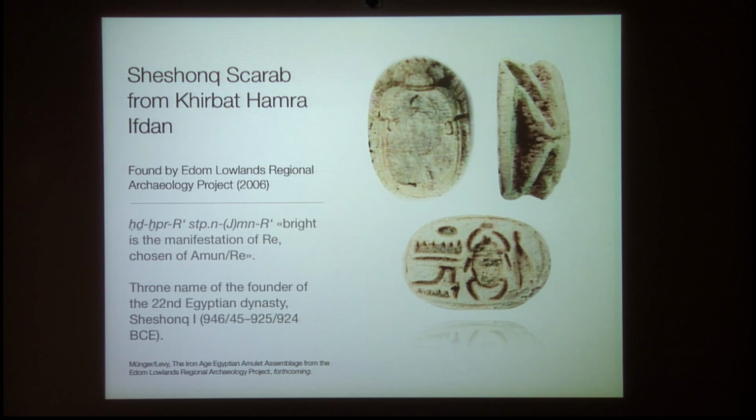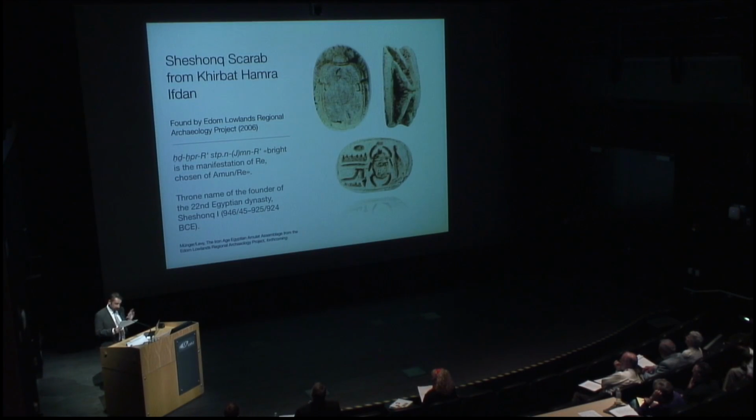Key witness is a scarab found on the surface, unfortunately, at Khirbat Hamra Ifdan in Wadi Fidan. It is Tom Levy's expedition who found this exceptional find. It bears the hieroglyphic sequence Hedj-kheperu-Re Setep-en-Re, bright is the manifestation of Re, chosen of Re. That sequence corresponds to the throne name of Sheshonq I.